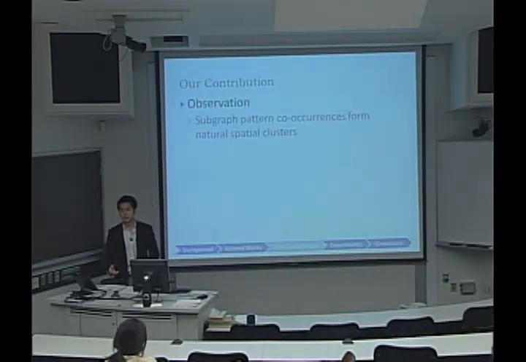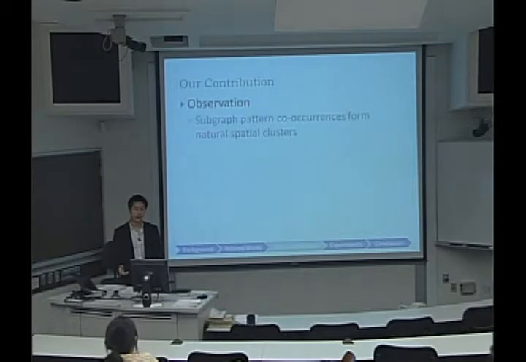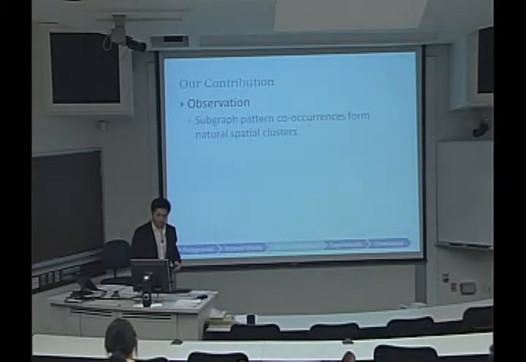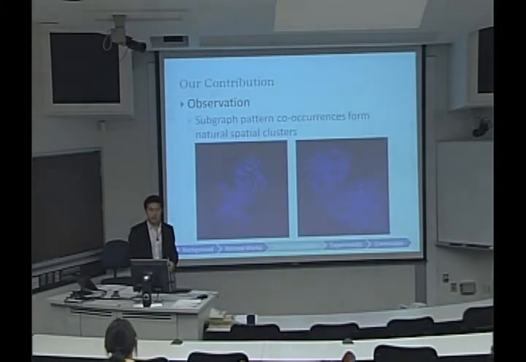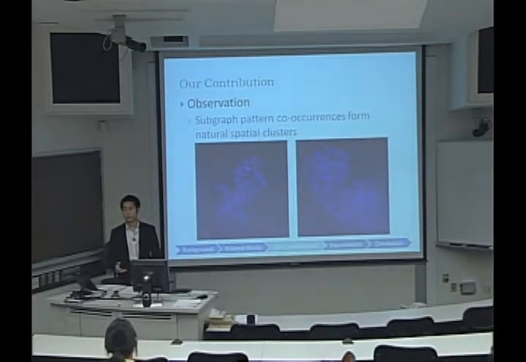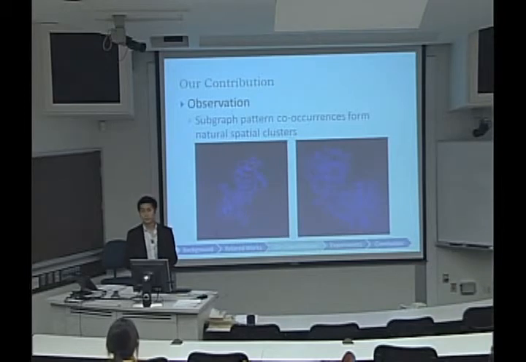Our contribution to this problem is based on the observation that subgraph patterns which occur in co-occurrences with one another form natural spatial clusters. For example, these two figures show two proteins where the blue ribbons are the structure of the protein and the red spheres represent the nodes in each of the patterns.